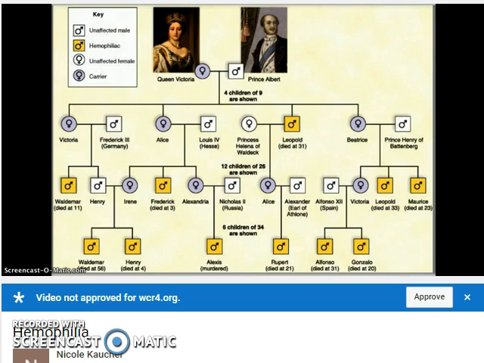So this is the pedigree of one of the royal families of Europe. Queen Victoria here was the monarch of the United Kingdom from 1837 to 1901. And hemophilia acquired the name the royal disease because of the high number of descendants of Queen Victoria who were affected by it. So if we look at the key over here, we have unaffected male, and we've got hemophiliac, which are all males because this is an X-linked recessive disease.